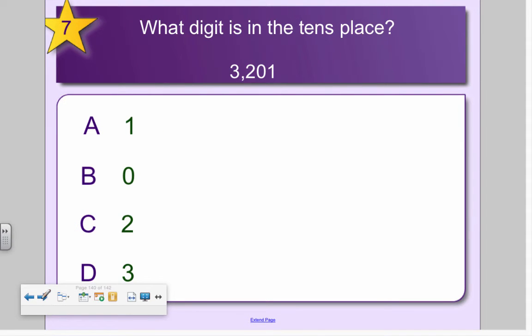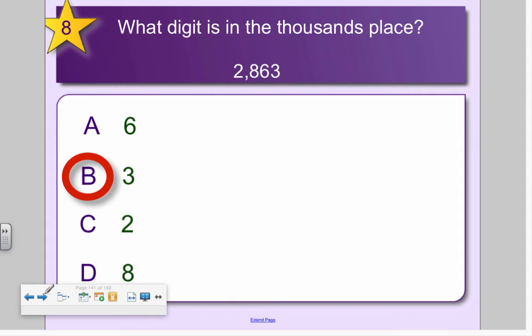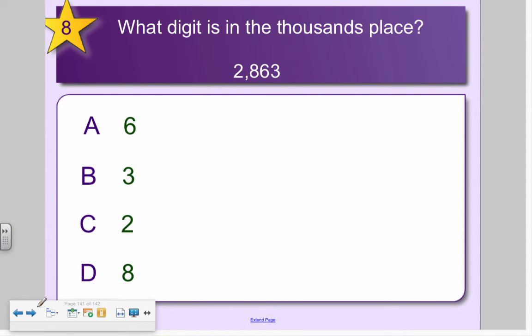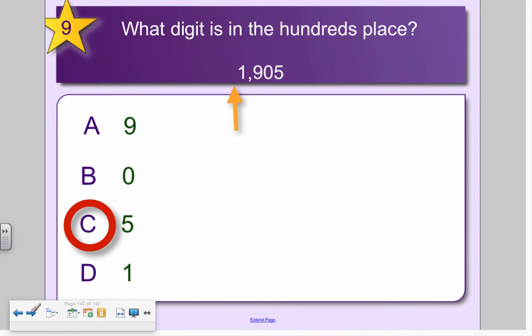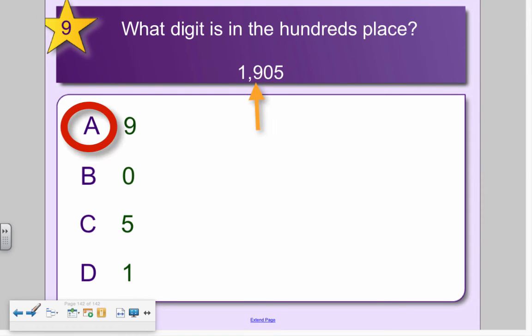Which digit is in the tens place? 3,201. B. 0. Which digit is in the thousands place? 2,863. C. 2. Which digit is in the hundreds place? 9 is A.